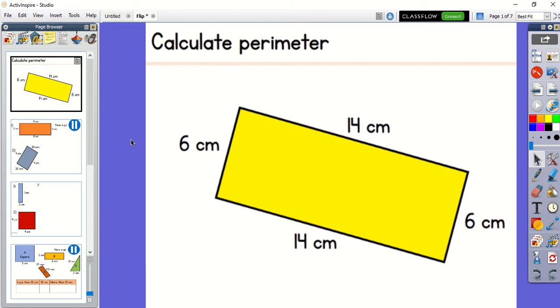Today we're going to look at calculating perimeter. So yesterday we looked at whether we could find the perimeter of shapes. Today we're going to focus a bit more on actually finding those perimeters, okay?